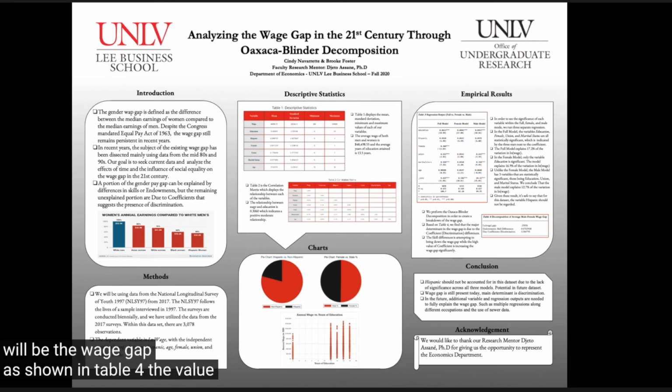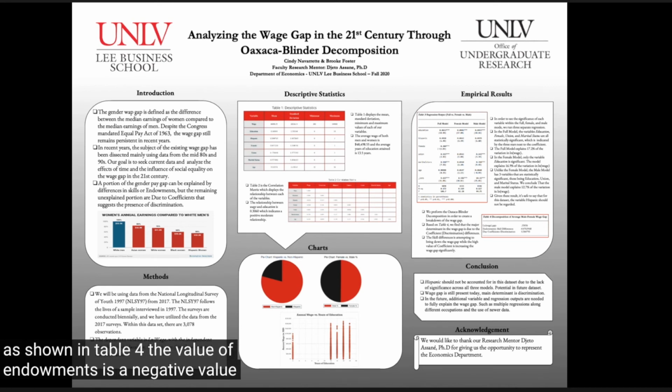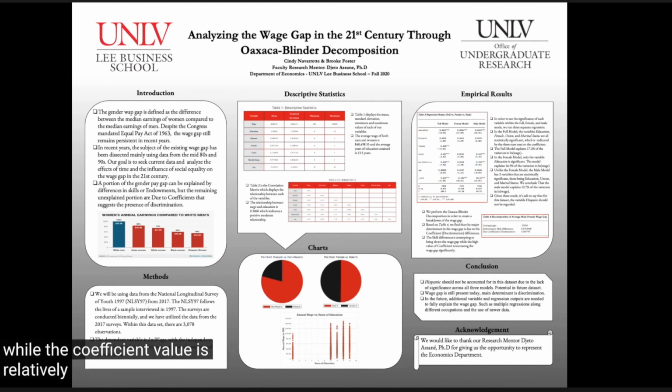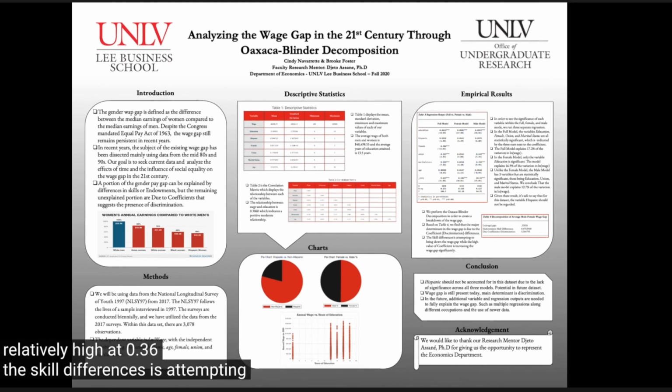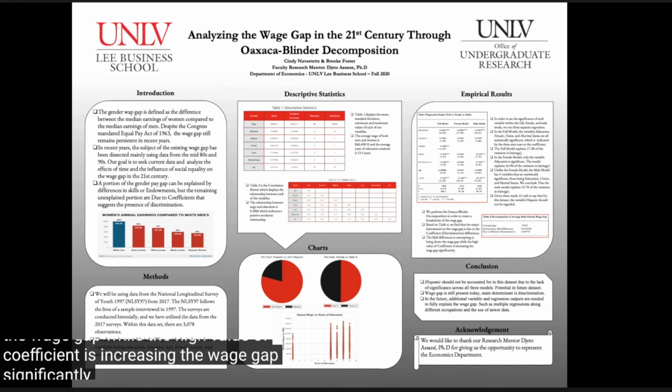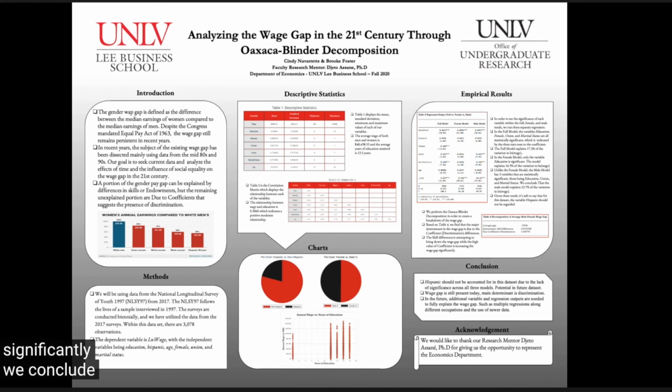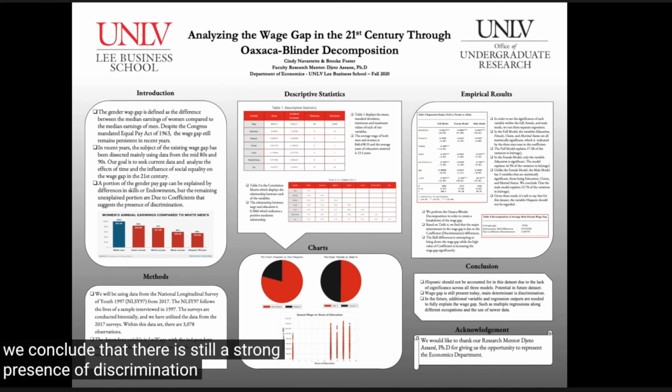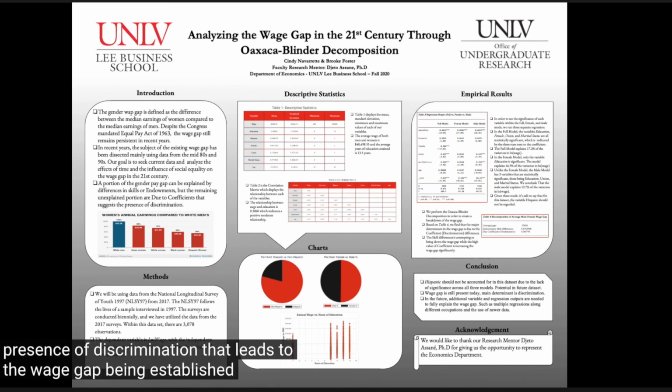As shown in Table 4, the value of endowments is a negative value, while the coefficient value is relatively high at 0.36. The skill differences is attempting to break down the wage gap, while the high value of coefficient is increasing the wage gap significantly. We conclude that there is still a strong presence of discrimination that leads to the wage gap being established.